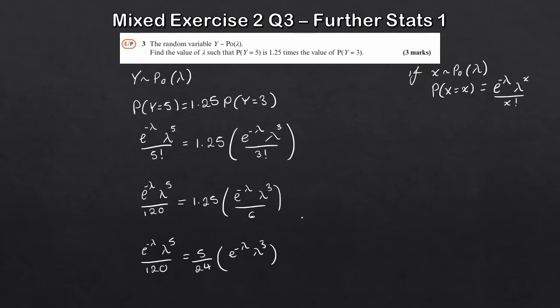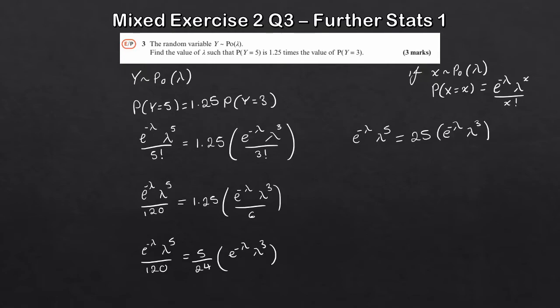Here now, I can times through by 120. So if I times through by 120, my left-hand side would just be e to minus lambda times lambda to the 5. And then 5 over 24, if you times that by 120, let's just double check that, 5 over 24 times 120 will give you 25. So, timing through by 120 now, I get e to minus lambda times lambda to the 5 is equal to 25 lots of e to the minus lambda, lambda cubed.